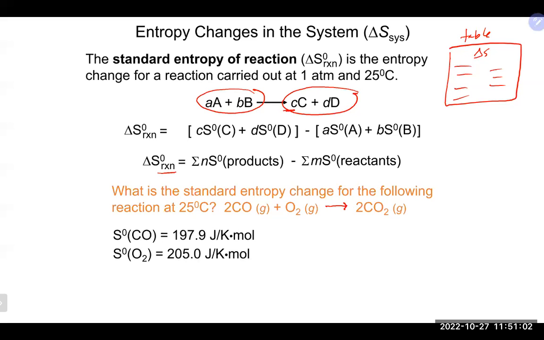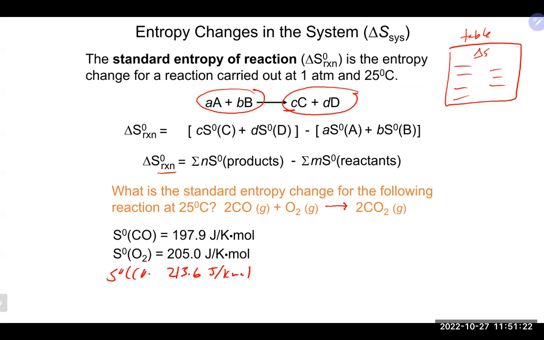Might be a good one to know. Do you have it on yours? I feel like you have it on your notes. What is the CO2? Thank you. 213 even or 213.6. Thank you. All right, now I have everything you have.